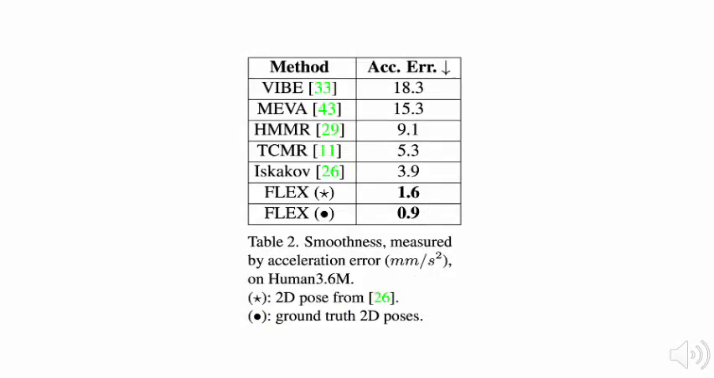A known strength of predicting rotation angles rather than locations is the smoothness of the predicted motion. In this table, we compare the smoothness of our work against others. Smoothness is quantified by the acceleration error of each joint. Notice that our work leads the table by a large margin.